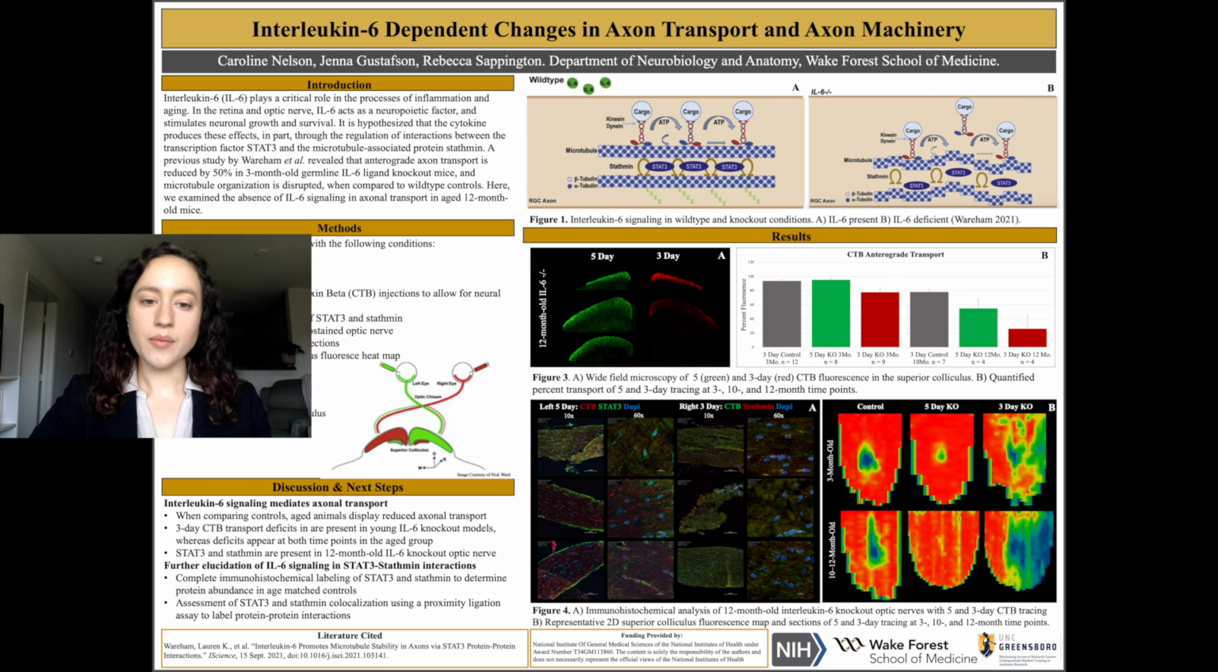From immunohistochemical labeling, we have observed the presence of both STAT3 and stathmin in aged optic nerves. Moving forward, we intend to further assess the relationship between STAT3 and stathmin in aged interleukin-6 knockout animals in several ways. First, we will complete immunohistochemical labeling of the aged control group to determine any differences in the presence or localization of STAT3 and stathmin. We also intend to discern any protein-protein colocalization through proximity ligation assays.